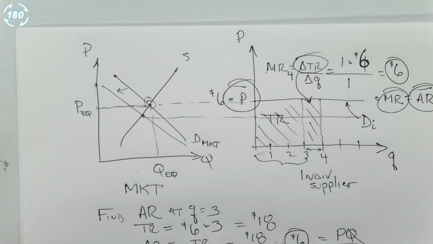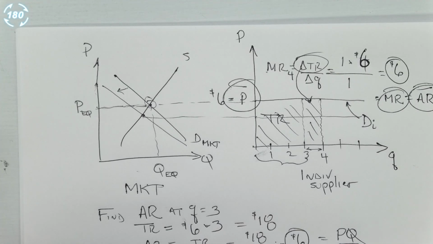So here's the deal. What if the current suppliers in the market are all enjoying profits, economic profits? Remember last time we noted that if you have positive economic profits, that's going to lure other people into that industry.